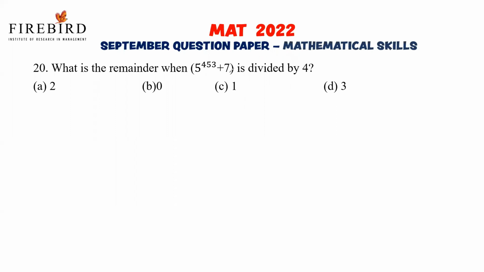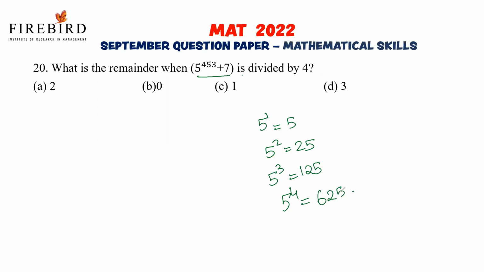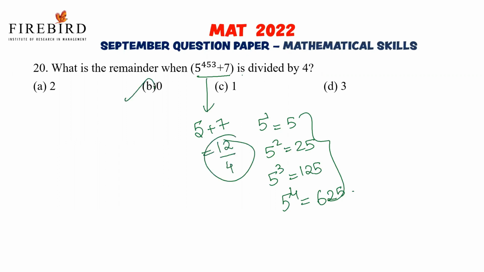What is the remainder when 5 to the power 453 plus 7 is divided by 4? See, 5 to the power 1 is 5. 5 square is 25. 5 cube is 125. And 5 to the power 4 is 625. So the powers of 5 will always end with 5. Then 5 plus 7, you add it to get 12. When you divide 12 by 4, the remainder is 0. The remainder will be 0. That is your answer.